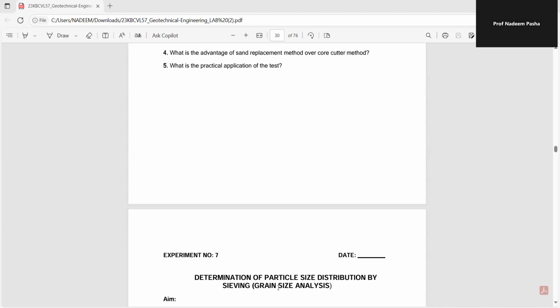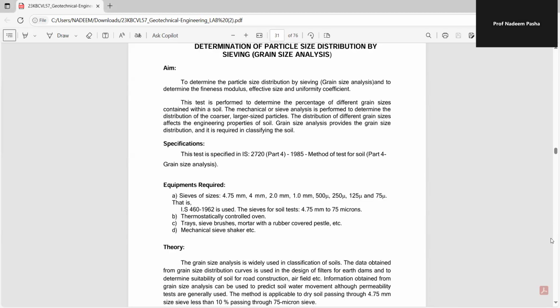Determination of particle size distribution by sieving, grain size analysis. What is the aim of this experiment? To determine the particle size distribution by sieving, and to determine the fineness modulus, effective size, and uniformity coefficient.